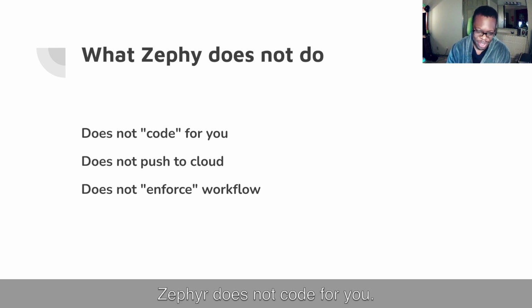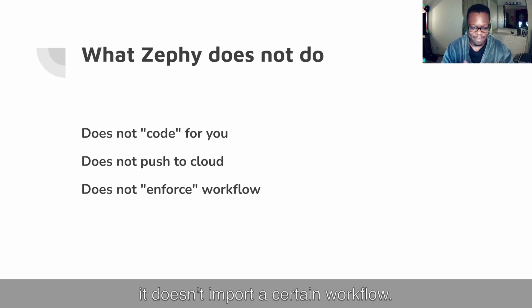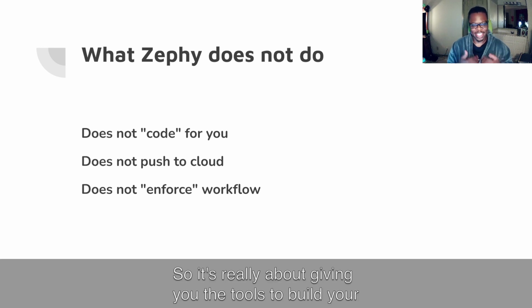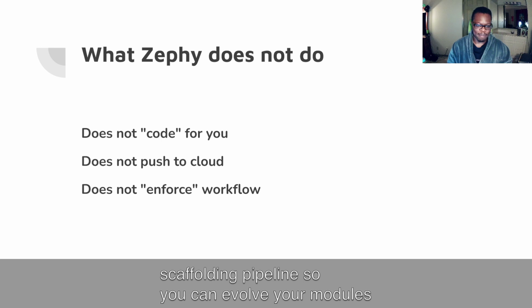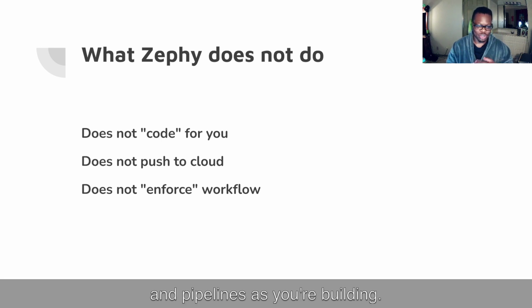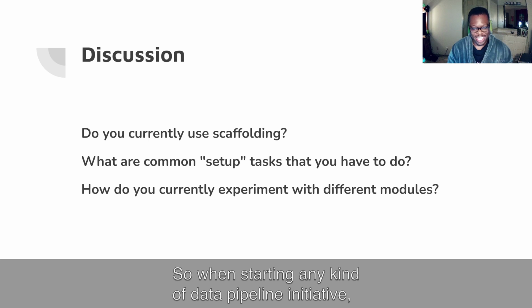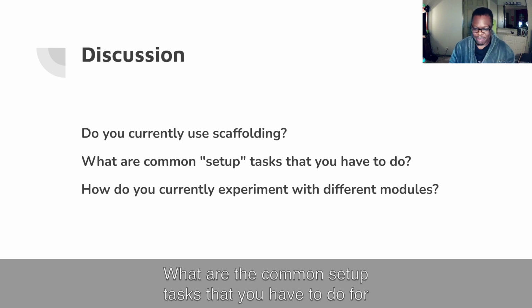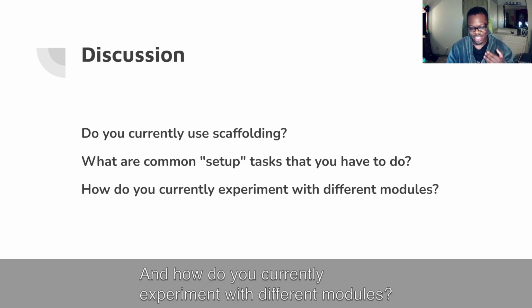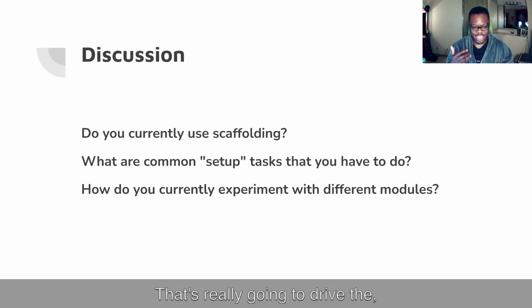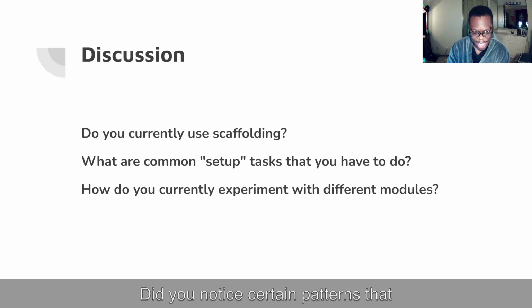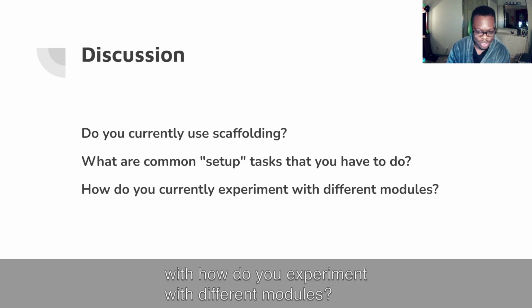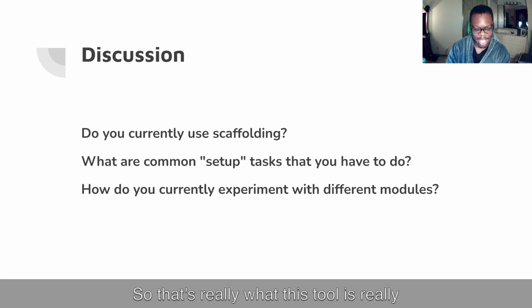Zepper does not code for you. It doesn't push things to the cloud and doesn't enforce a certain workflow. So it's really about giving you the tools to build your scaffolding pipeline so you can evolve your modules and pipelines as you're building. So when starting any kind of data pipeline initiative, I always ask, are you currently using scaffolding? What are the common setup tasks that you have to do for pipelines? And how do you currently experiment with different modules? That's really going to drive how you're going to use a tool like Zepper for building data pipelines. If you notice certain patterns that are happening a lot, certain modules you play around with, how do you experiment with different modules? That's really what this tool allows you to do.